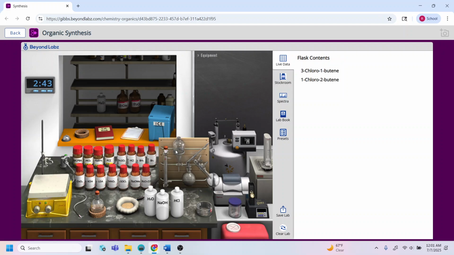There you go. Let's return this one. Put this one back. So now in my flask, I have my two organics. I have my product that I want. This is the 1,2 product. And then I have the byproduct, which is the 1,4 product that I do not want.